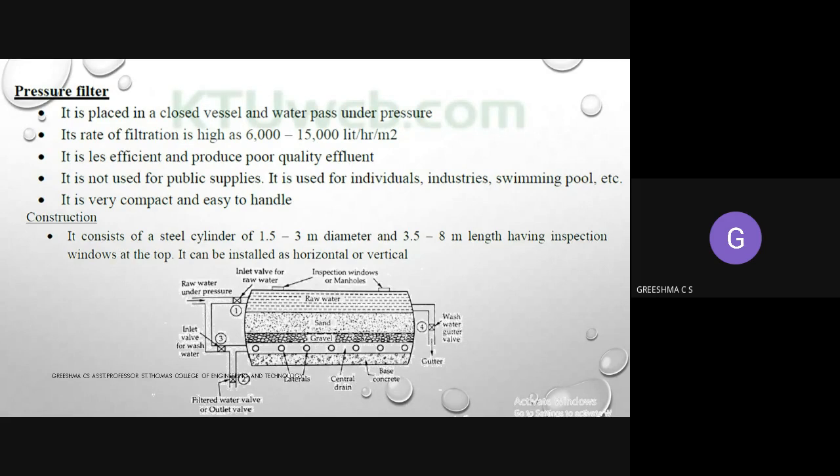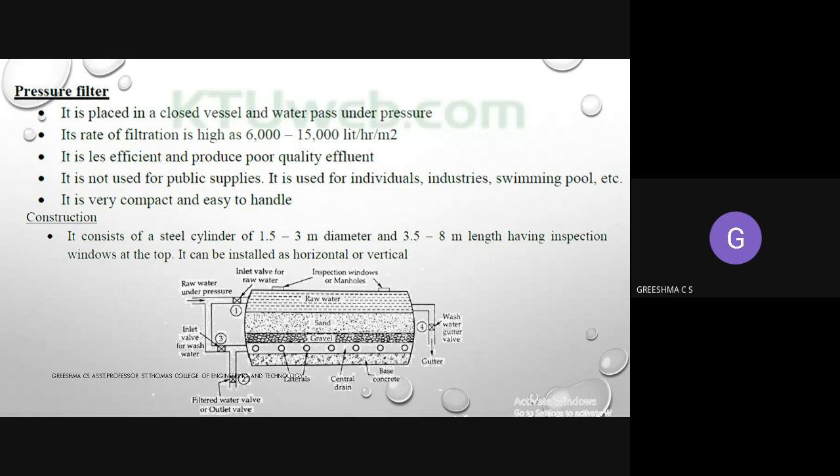Okay, so last class, I think last online class, we were studying about pressure filters. So today we'll continue on that. So pressure filter means what?